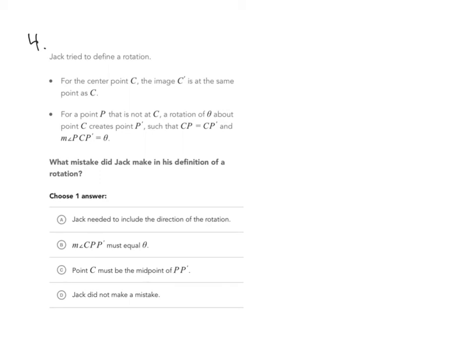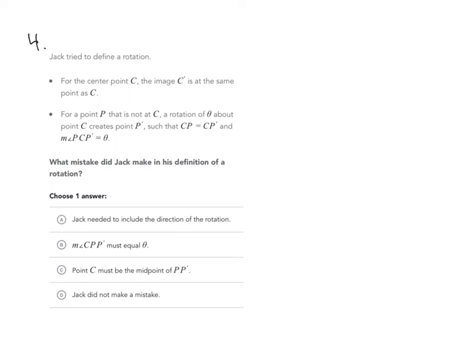Number 4, it says Jack tried to define a rotation. For the center point C, the image C prime is at the same point as C. For a point P that is not at C, a rotation of theta degrees about point C creates point P prime such that CP equals CP prime and creates the angle theta. What mistake did Jack make in his definition of a rotation? So let's go ahead and check each one of these as we go until we find one that we think is right. Jack needed to include the direction of the rotation.